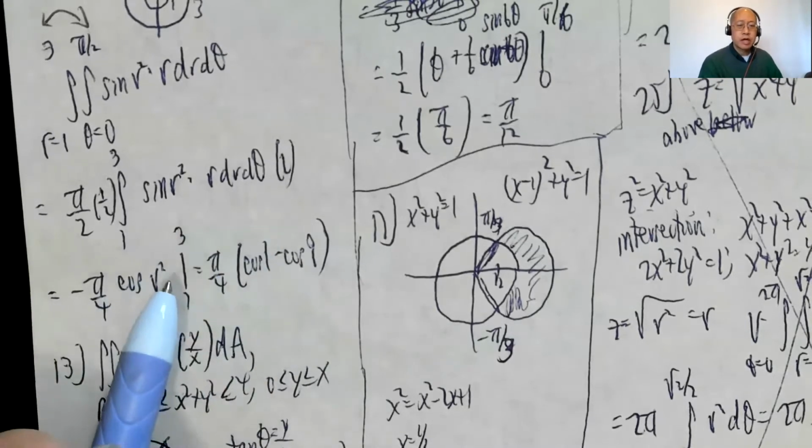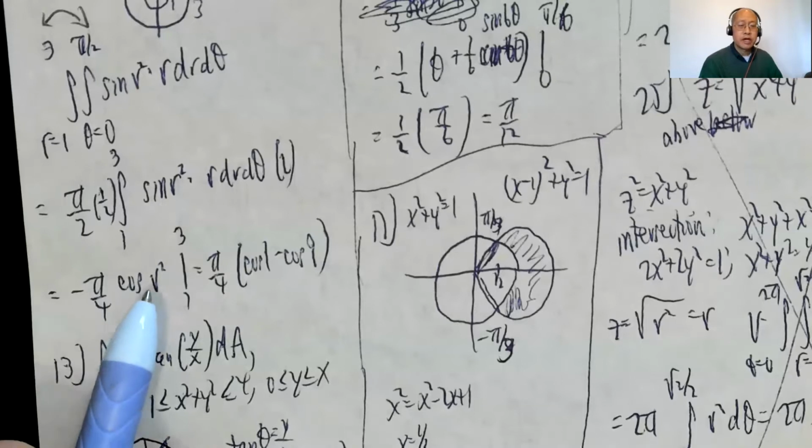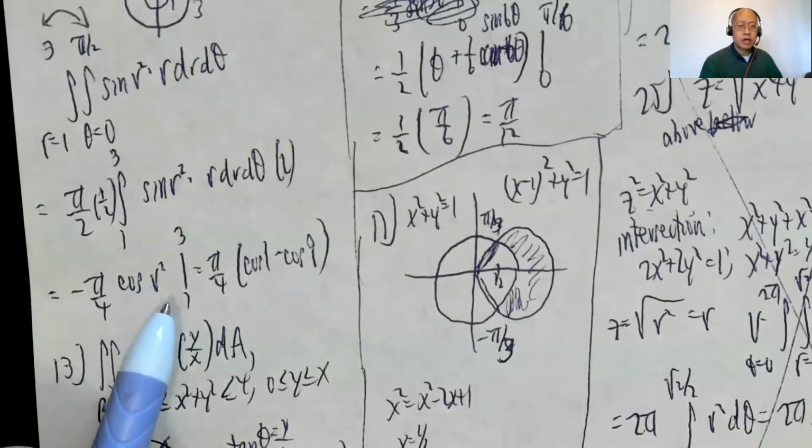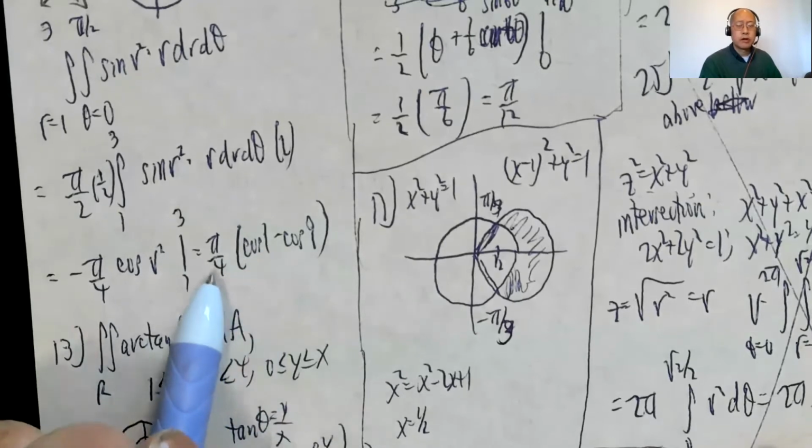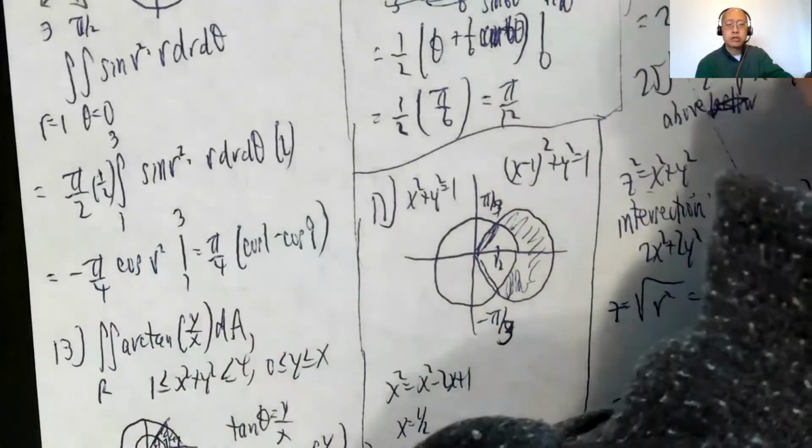So that works. Okay, plug in 3, you have cosine of 9. Plug in 1, you have the cosine of 1. Okay, or you can distribute the negative and turn this around. So final answer, pi over 4 times cosine 1 minus cosine of 9.